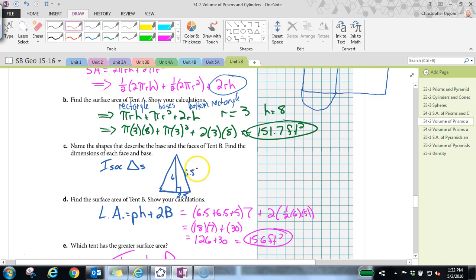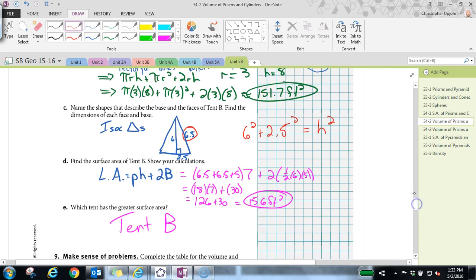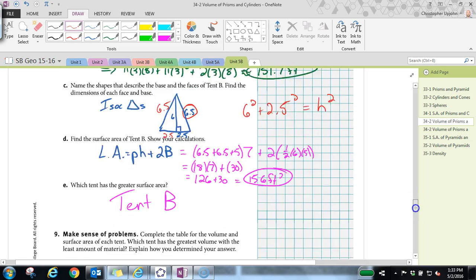All right, the bases of tent B are isosceles triangles, so we have to find this side by the Pythagorean theorem. 6 squared plus 2.5, which is half the side, squared, equals our hypotenuse squared. We solve it, we get 6.5. So the surface area of tent B, the perimeter of the base, 6.5 plus 6.5 plus 5, so 18, times the height, which is 7, plus the 2 bases, those are both 15, so 30. Add those up, 156 feet squared, which has a greater surface area, tent B.